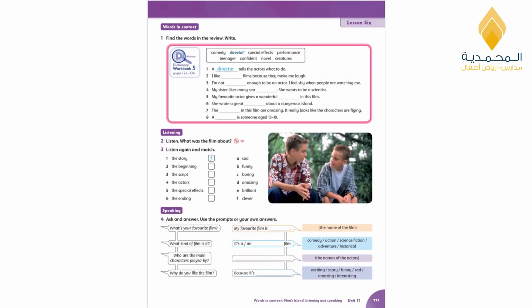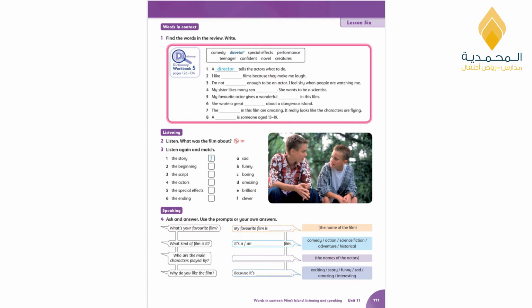Okay, students, after we finish reading the text, we are going to discuss the vocabularies. Let us read them together. Comedy, director, special effects, performance, teenager, confident, novel, and creatures. You can read them by yourself and you can find out their meanings on your workbook pages from 126 to 134. What is the meaning of comedy? Yes, it is when something is very funny.